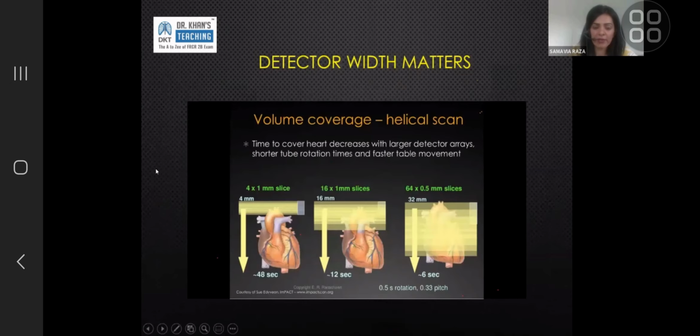It is time for a break, but I'll just quickly go through the image acquisition and try to finish it, and then take questions when you guys come back.